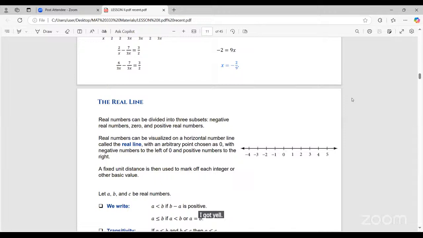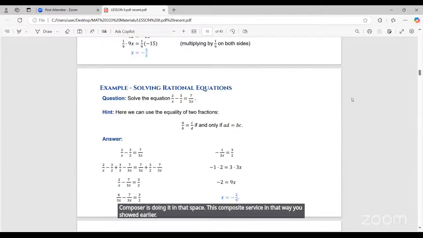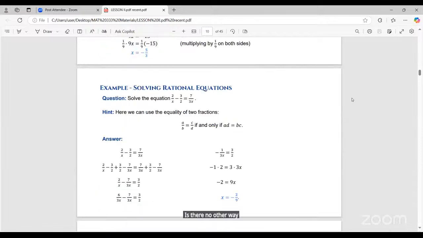Sorry, ma'am, I want to ask a question. Is it compulsory to solve it in the way that you showed earlier? Is there no other way we can use to solve it?